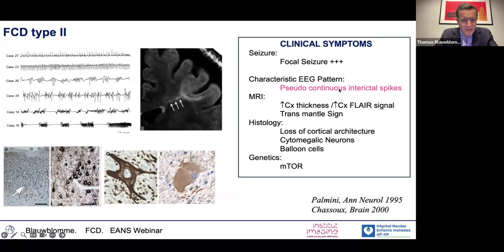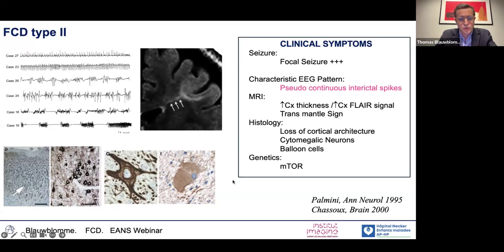The EEG pattern is really characteristic for this patient because you can record either on the scalp, on the surface EEG, but also on the intracranial EEG, either during acute recording in the OR or outside the OR, subcontinuous interictal spiking. And this is, I think, from the paper from Professor Palmini or from Francine Chassoux that now goes back more than 20 years ago. But this is really the characteristic of FCD type 2B. When you have the electrode inside the FCD, it's firing all the time with interictal spiking. And this is not seizure, it's interictal pseudo-continuous spiking.